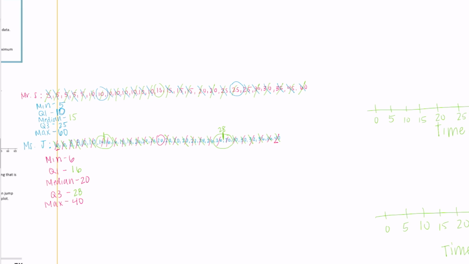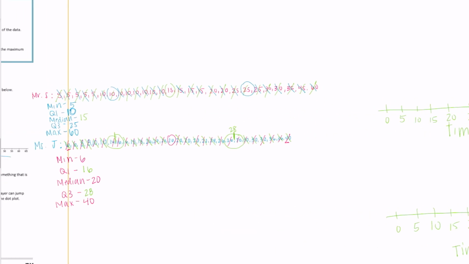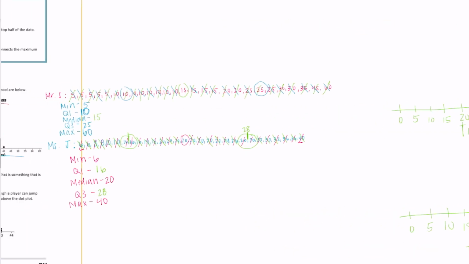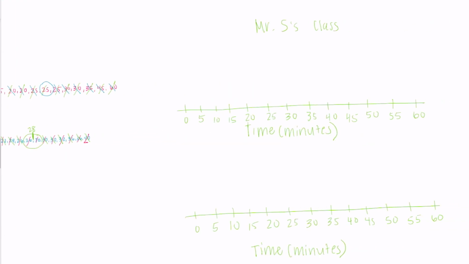I'm going to start by labeling my median. So my median for Mr. S's class is 15. So I'm going to draw a line at 15. That is the middle of my box plot. It's a little off. I'm going to do it again. I'll do it in red so it stands out a little bit more.